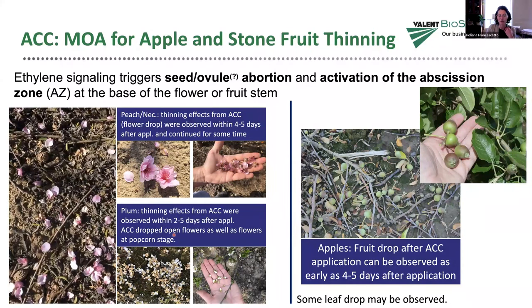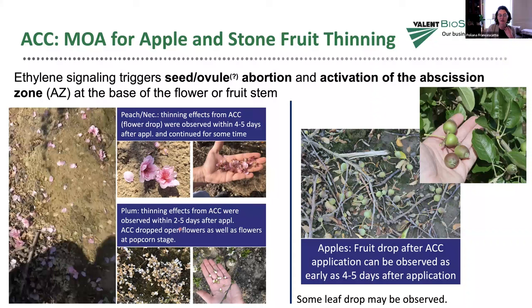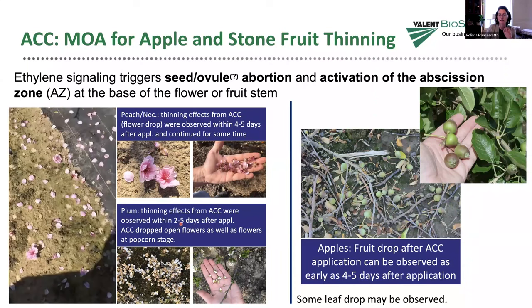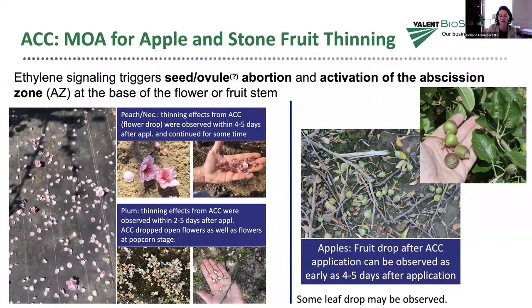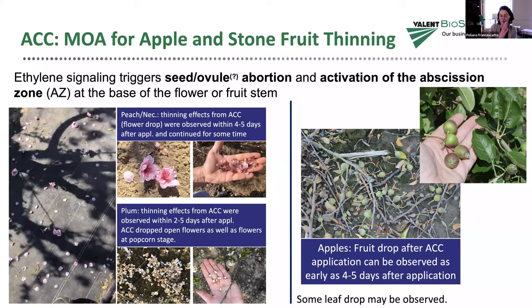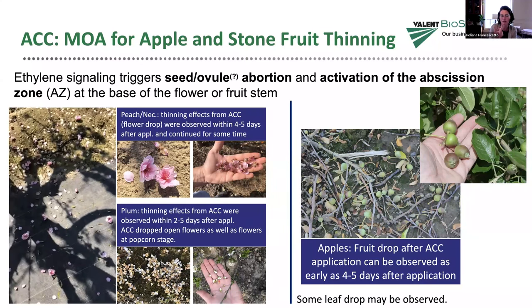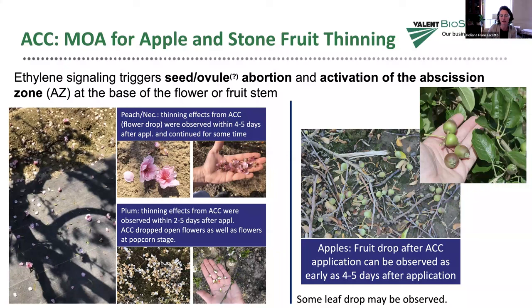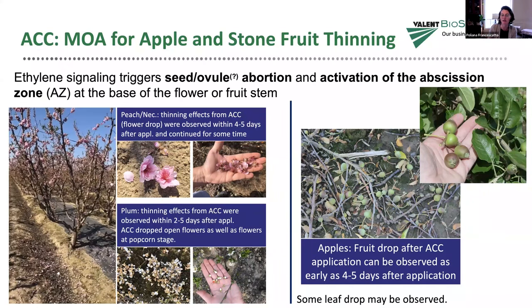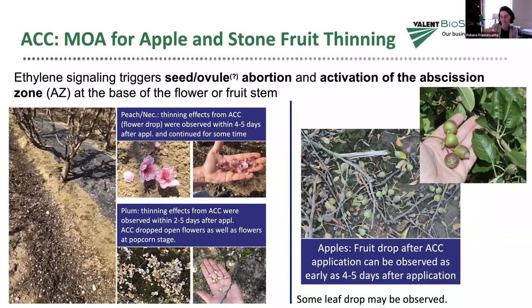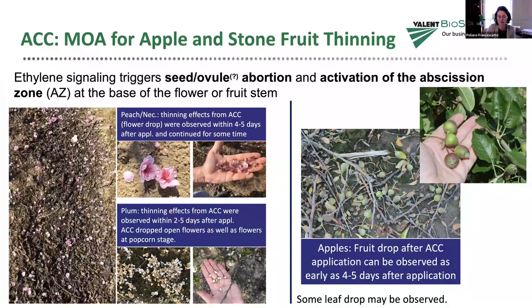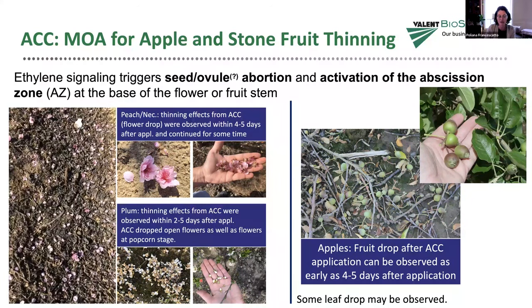Plums, we've been doing some plums. We don't have the label yet, but you could see some flowers dropping even 2 days after application. Depending on whether you apply at pink bud, as we call it, or at the popcorn stage in peaches, you're going to see some popcorn flowers already dropping within the 2 days.